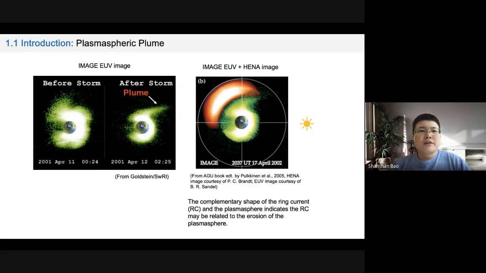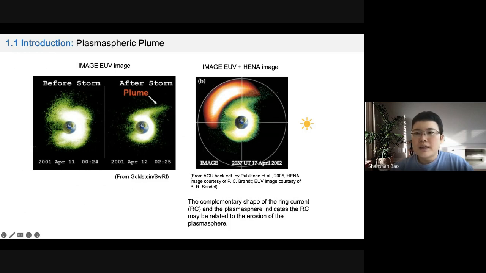So here is a plasmasphere. On the left panel, we're looking at the EUV image of a plasmasphere before and after the storm. You can see that the size of the plasmasphere shrinks significantly after the storm, and a drainage plume is generated on the dusk side of the plasmasphere.